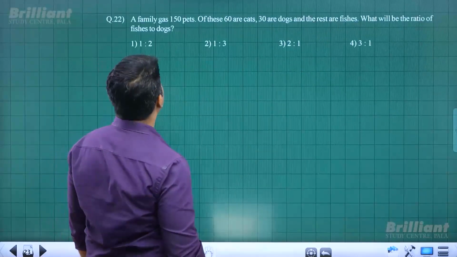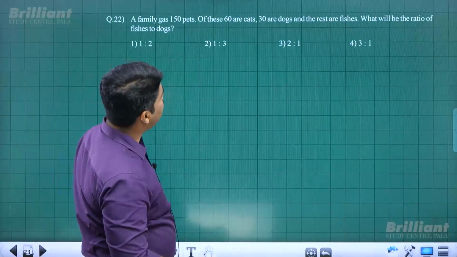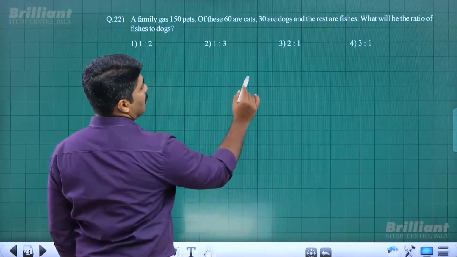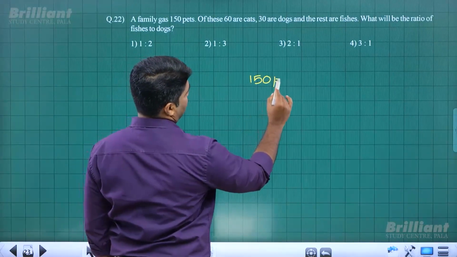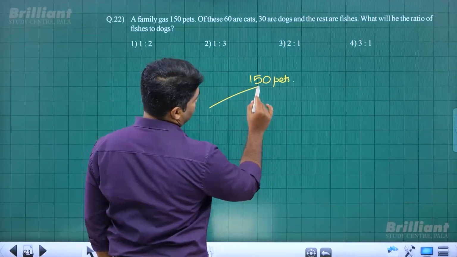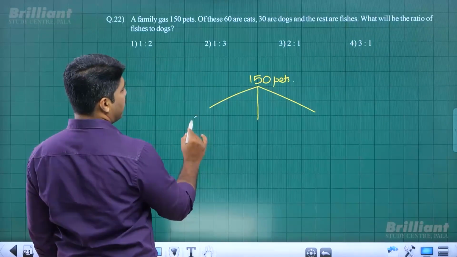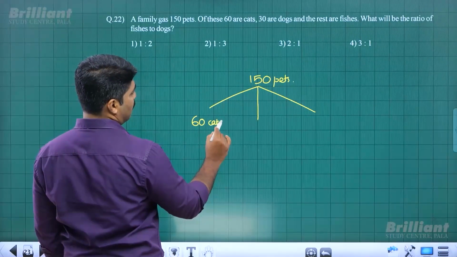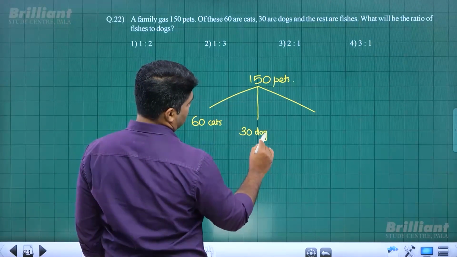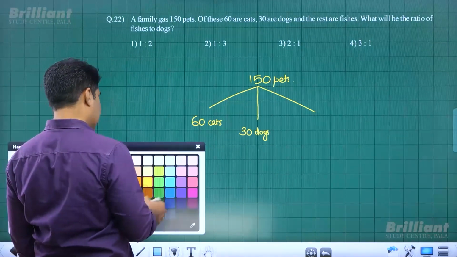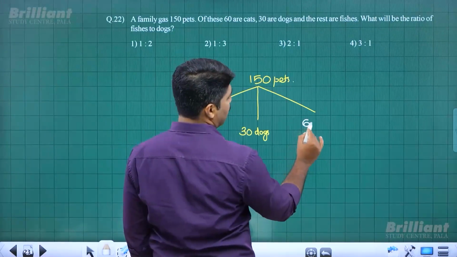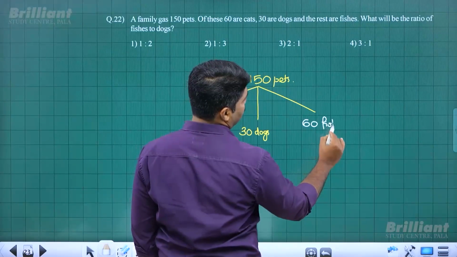Then the next question. A family has 150 pets. Of these, 60 are cats and 30 are dogs and the rest are fishes. So here total 150 pets. Got it? We just classify them into 3. The first one, 60 cats and 30 dogs. While observing these two values, we get the idea that the sum of these two values is equal to 90. So what is the remaining quantity here? That is 60. So here, 60 fishes.